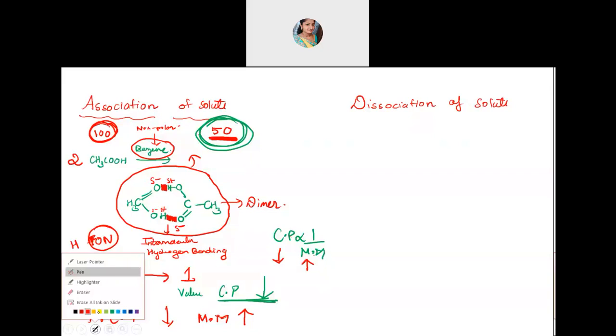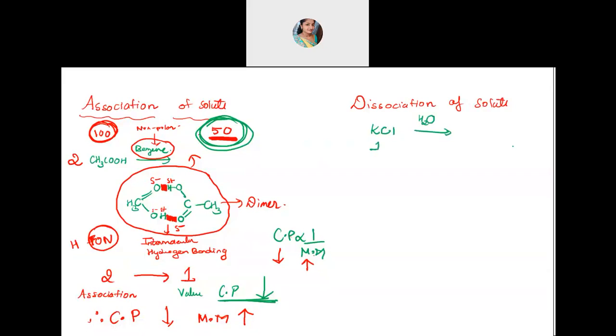In case of dissociation, what will happen? Imagine if the solute undergoes dissociation when you put them in the solvent. Like for example, KCl I'll take. KCl you're going to dissolve in water. If I put KCl in water, one KCl if you're taking, they will dissociate, no? To give you what? One K plus ion and then one Cl minus ion.